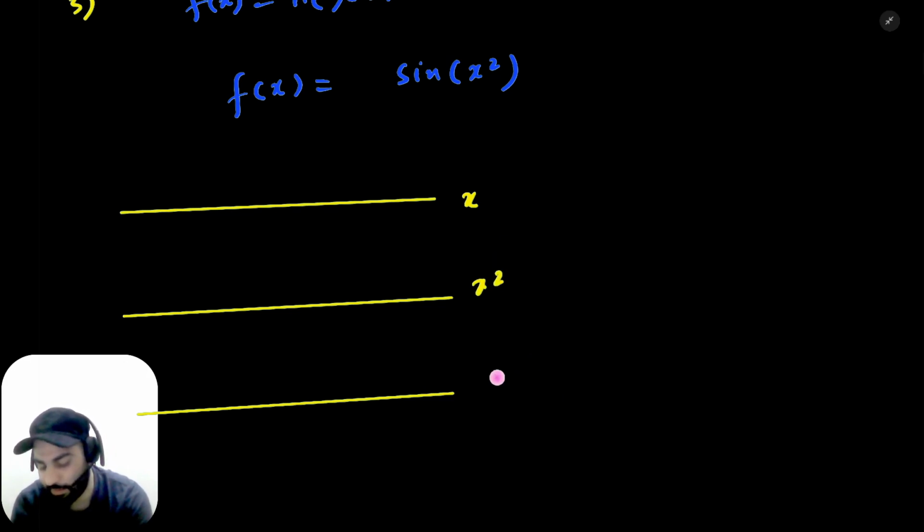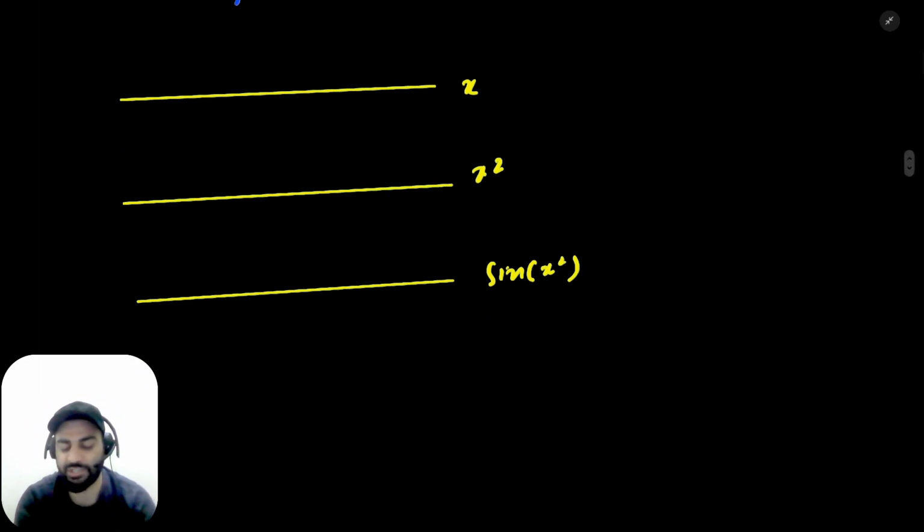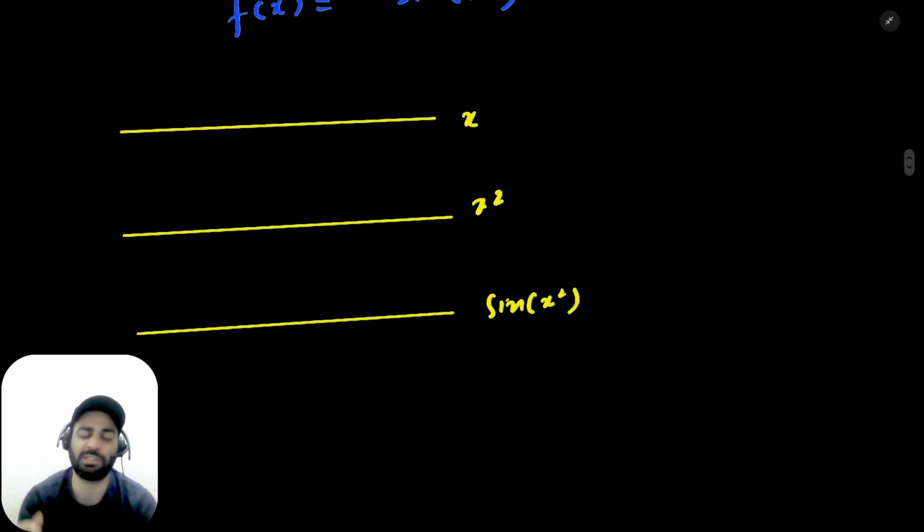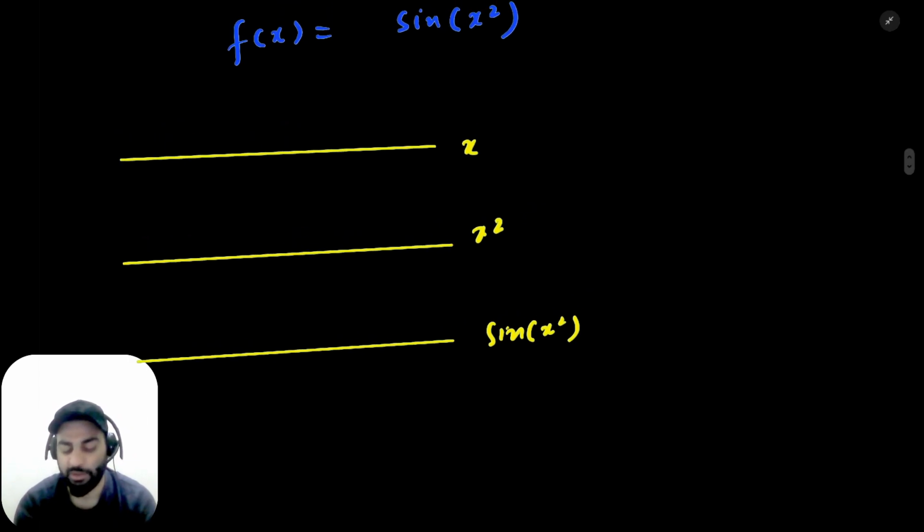This is x square and sine of x square. So what is the meaning of differentiation? The meaning of differentiation is you make a slight change in the value of the input and see how the function behaves, what's the rate of change. Okay, so you made some change.